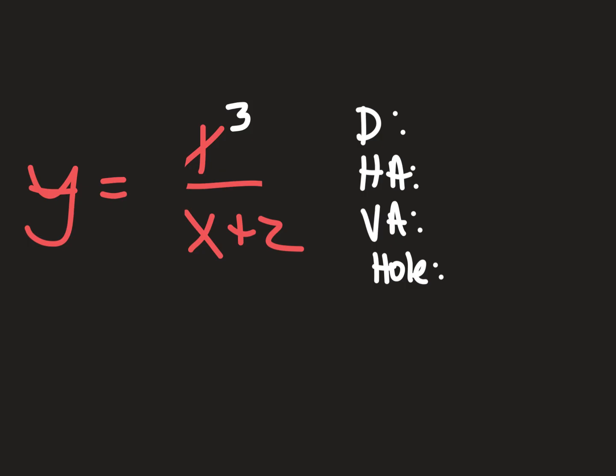All right, here we go. Row 2, person 2. Isaac, that's you. Domain is? All real numbers except x cannot equal -2. Very good. That little -2 then is either a hole or an asymptote.